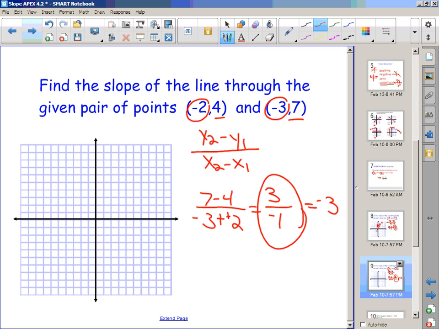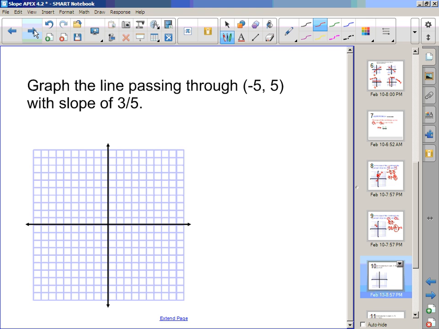Now let's try it. Well, let's sketch it. I said I wasn't going to, but let's just see if we did it right. Negative 2, 4, 1, 2, 3, 4 is here. And negative 3, 7, 1, 2, 3, 4, 5, 6, 7. Yes, I can see right now it's down 3 over 1. So both by the graph and given the 2 points, we've been able to find the slope of a line. That's our goal for today.